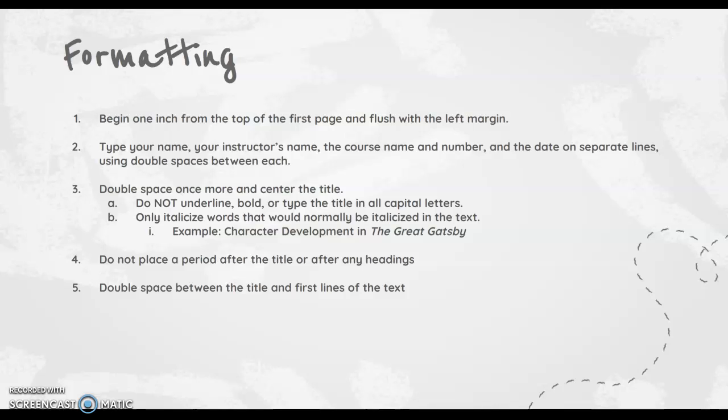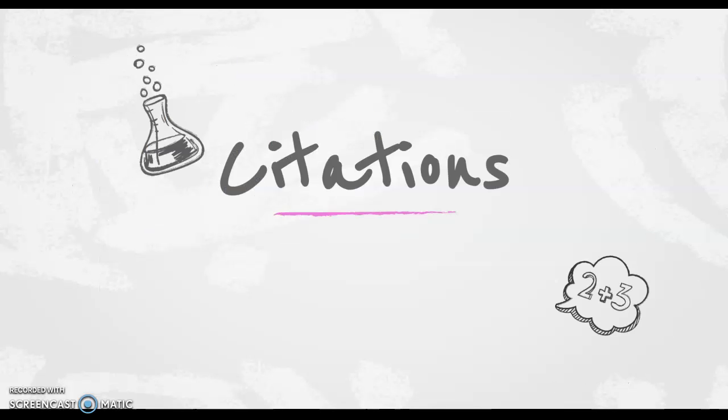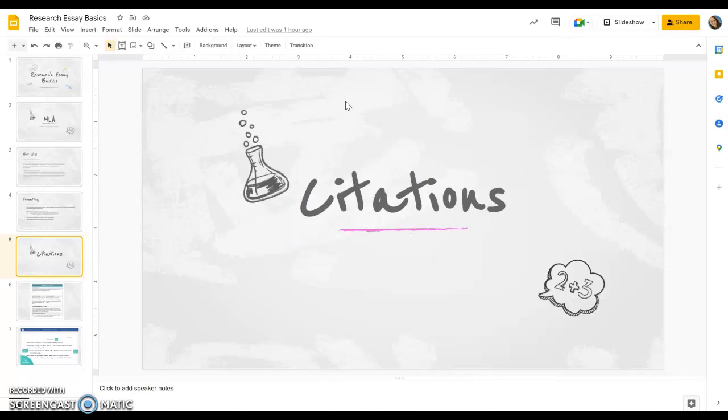So the only time anything should be italicized is if you are italicizing a book, like in this case, The Great Gatsby. Otherwise, it is not italicized. We don't put a period or any punctuation regarding the heading or the title. And then you're going to double space between the title and the first line of your text. Okay, so what does all of that actually look like?